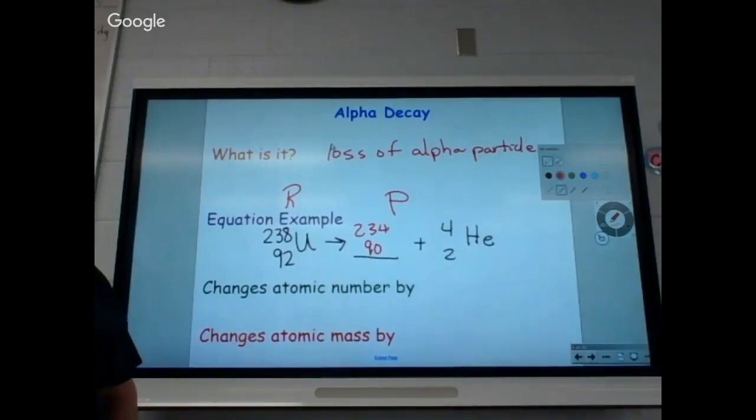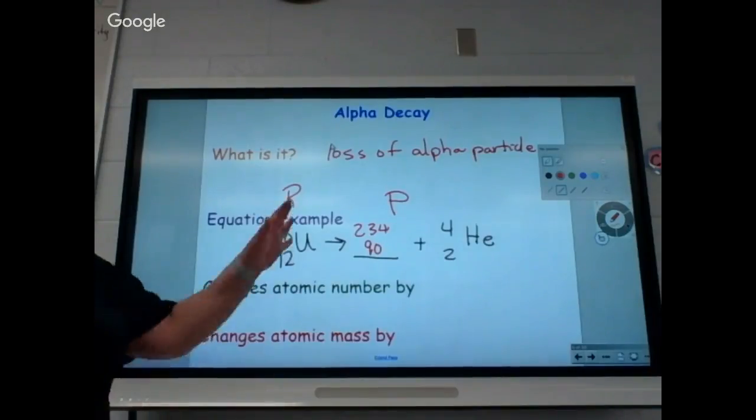Yes, the atomic number. I know. Four days before the exam. We got a little work to do.